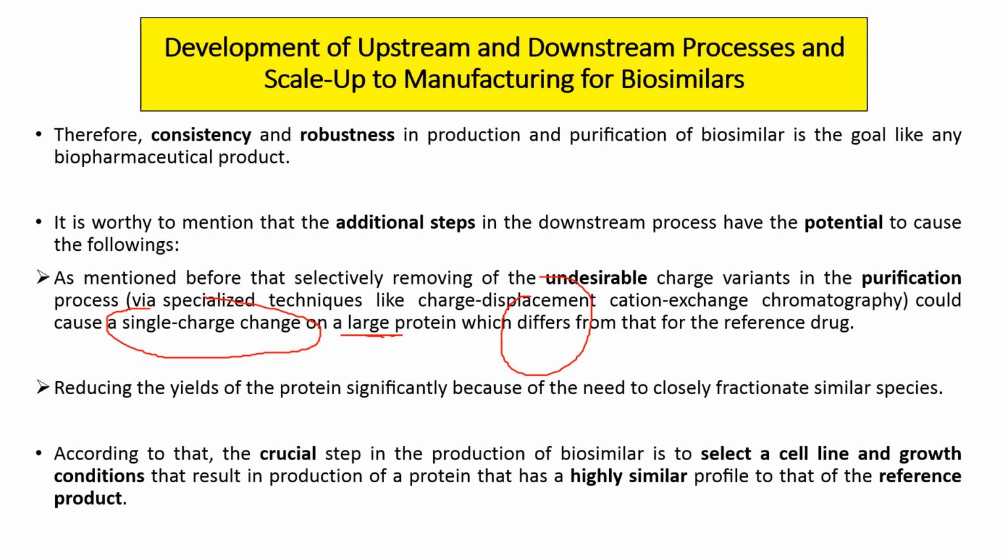Also, these additional steps have the potential to reduce the yield of the protein significantly. Why? Because we need to closely fractionate these similar species. So again, the crucial step in the production of a biosimilar is to select a cell line and growth conditions that result in the production of a protein with a highly similar profile to that of the reference product. And again and again, we want to make sure that biosimilarity is attainable at all times.